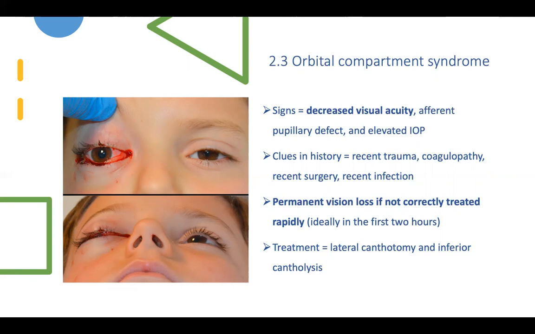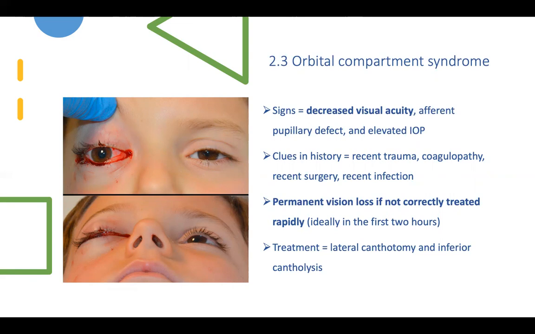It is commonly caused by retrobulbar hemorrhage or infection, and so clues in the history might be recent trauma, a coagulopathy, recent surgery, preseptal or orbital cellulitis, and acute or chronic sinusitis. There is a risk of permanent vision loss if not correctly treated rapidly. Ideally, this should be in the first 2 hours.